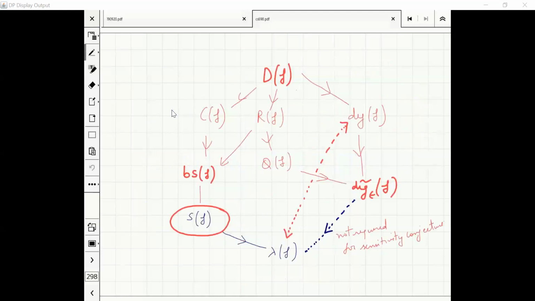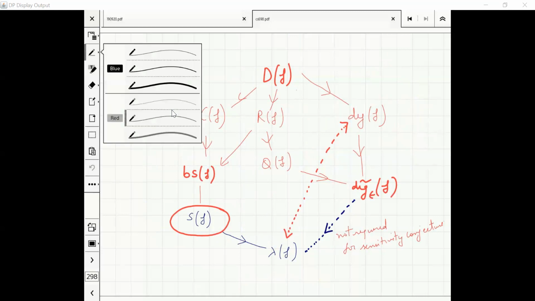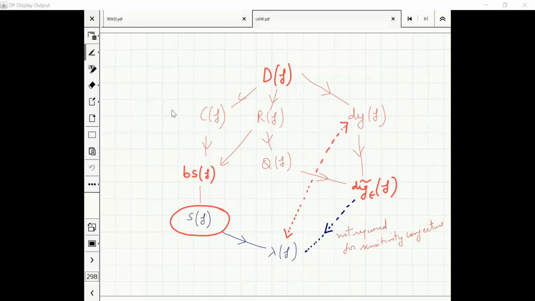Okay, good. Now, knowing all this, this is where we are. This arrow we have proved: sensitivity is less than lambda, sensitivity is more than lambda. This is done. The only thing we need to prove now is the relationship between lambda f and degree f, and then we will be done.